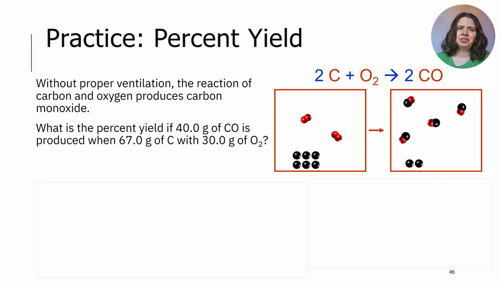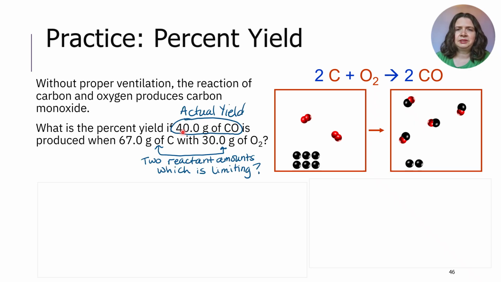Now try this practice problem. Without proper ventilation, carbon can react with oxygen to form carbon monoxide. The balanced chemical equation for this process is 2C + O2 → 2CO. Suppose 40 grams of carbon monoxide is actually produced when 67 grams of carbon reacts with 30 grams of oxygen. The 40 grams of carbon monoxide is the actual yield.